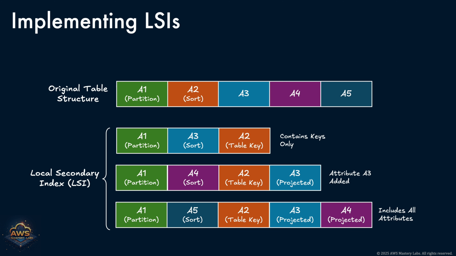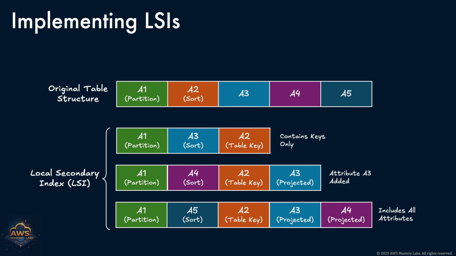In our illustration of local secondary indexes, LSIs, in DynamoDB, we begin with a base table that uses A1 as the partition key and A2 as the sort key. This combination forms the primary key for the table. When LSIs are created, the partition key, A1, remains unchanged across all indexes, preserving the partitioning structure of the base table. However, each LSI introduces a different sort key to enable alternate query patterns within the same partition.